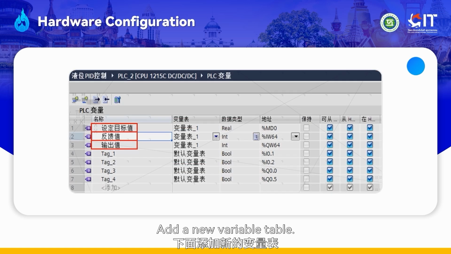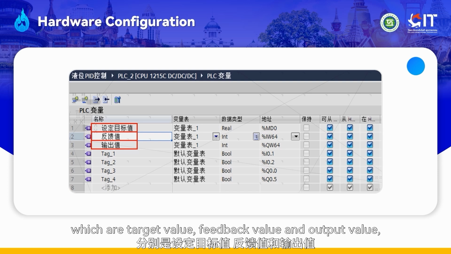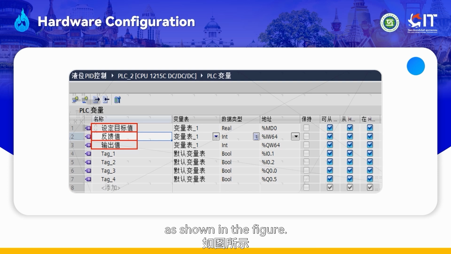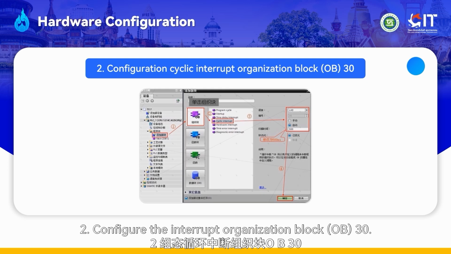Add a new variable table. 3 variable symbols are used to define variables, which are target value, feedback value, and output value, as shown in the figure. 2. Configure the interrupt organization block, OB30.